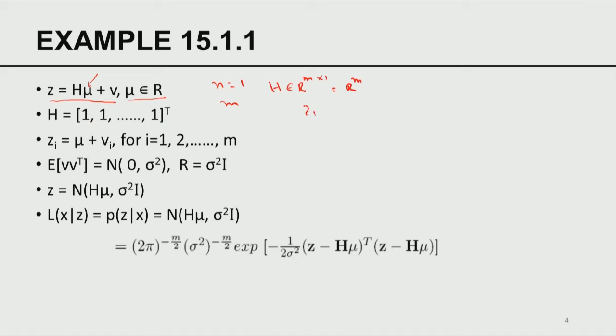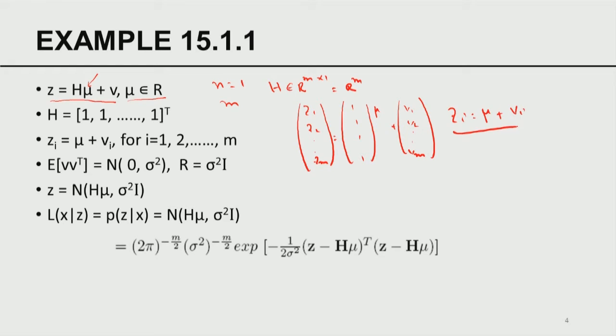Therefore, I have z1, z2, ..., zm equal to 1, 1, 1, 1 times mu plus v1, v2, ..., vm. So each zi is equal to mu plus vi. That is the observation. There are m such observations. So zi is equal to mu plus vi for i equal to 1 to m.